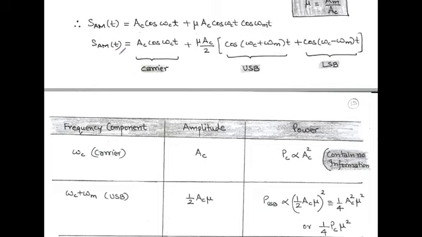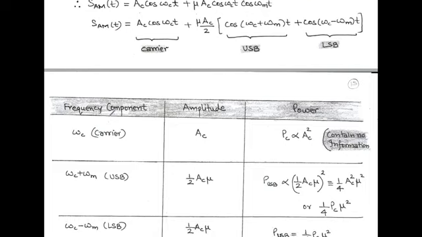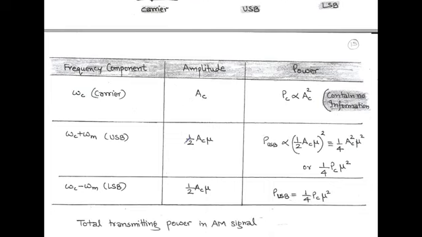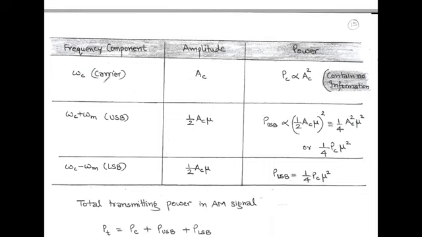Now we are going to derive the total transmission power in the AM signal. For this we use this equation. Here the amplitude of the carrier is A_c, and the amplitude of the upper sideband and lower sideband is mu A_c by 2, as shown in the table. The carrier has a frequency component omega_c and amplitude A_c. For the upper sideband the frequency component is omega_c plus omega_m, and for the lower sideband the frequency component is omega_c minus omega_m. The amplitude of the upper sideband and lower sideband is A_c mu by 2.